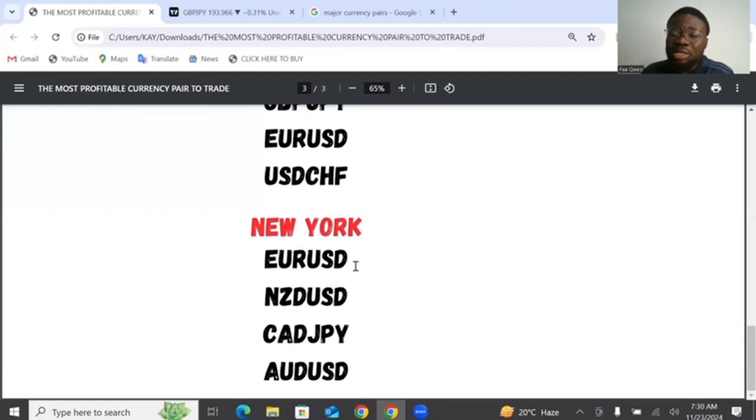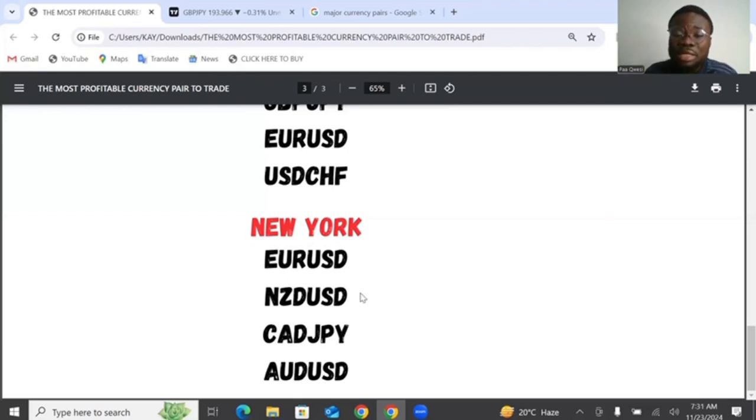The dollar is dominating during the New York session, and the Canadian dollar too is dominating during the New York session. So you can pair these currencies and trade them during the New York session. EUR USD is a nice pair to trade during the New York session. NZD USD is a nice pair to trade because the New Zealand dollar is closed during the London session, and the US dollar is open. The Canadian dollar is open during the New York session. The JPY is closed during the New York session. We have AUD USD: the Australian dollar is closed during the New York session, and the dollar is open.